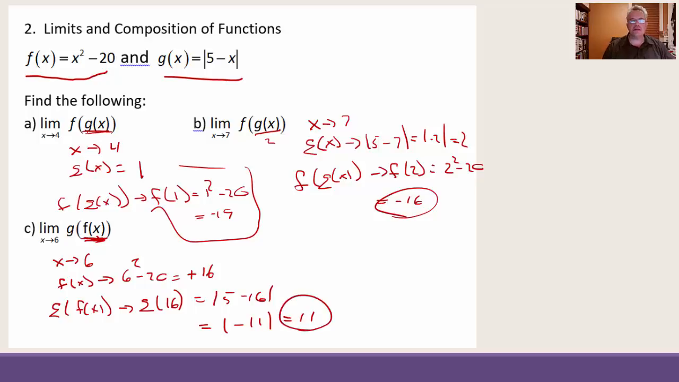Pretty much, you just have to figure out what the value of the inside function is and substitute that into the outside function.